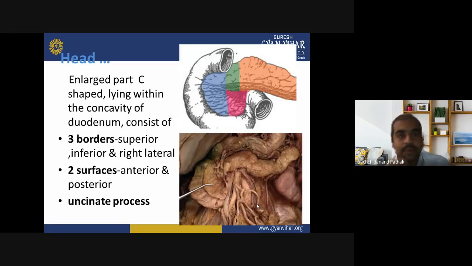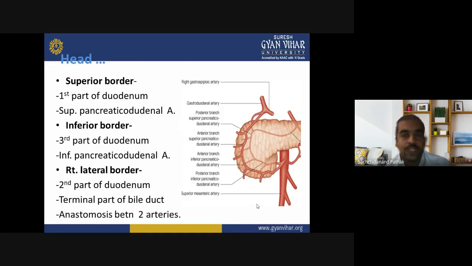The enlarged part, lying within the concavity of the duodenum, that will be the head, and it consists of three borders: superior, inferior, and right lateral; two surfaces: anterior and posterior; and the uncinate process. Superior border relations are the first part of the duodenum and the superior pancreaticoduodenal artery. Inferior border relations are the third part of the duodenum and the inferior pancreaticoduodenal artery.